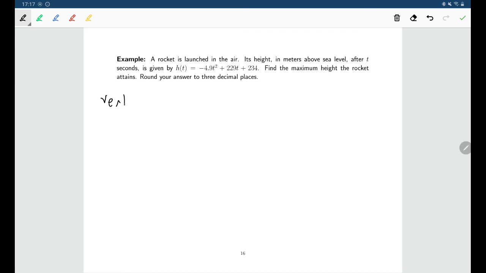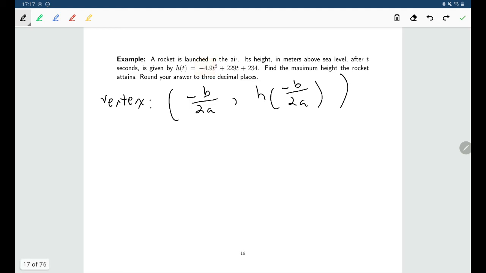Remember that I said that for the vertex, you could find it at the point negative b over 2a and the y value at negative b over 2a. That would be the formula that we gave for our vertex when our polynomial is just written in that standard form of, in this case, t squared and t and constant. Here the a is the coefficient of the t squared term, negative 4.9. The b is positive 229.